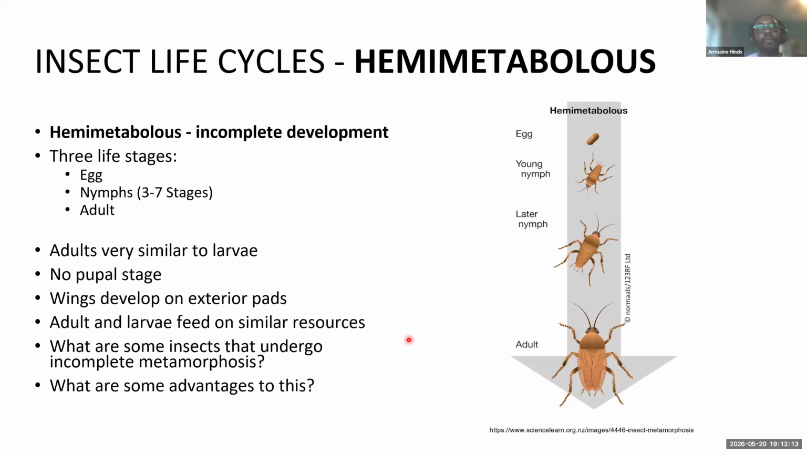With hemimetabolous insects, we notice that adults and nymphs tend to feed on similar resources. So when we think of hemimetabolous insects, we're thinking of things like stink bugs, aphids.